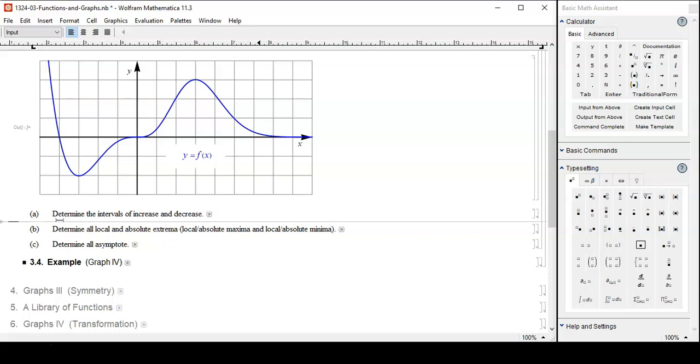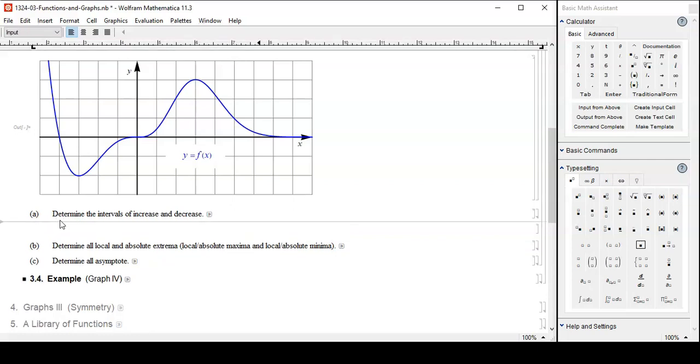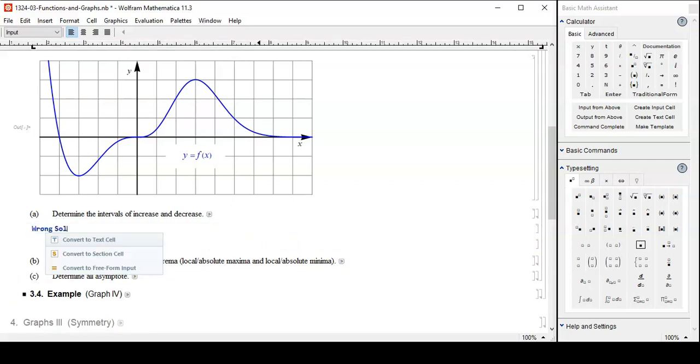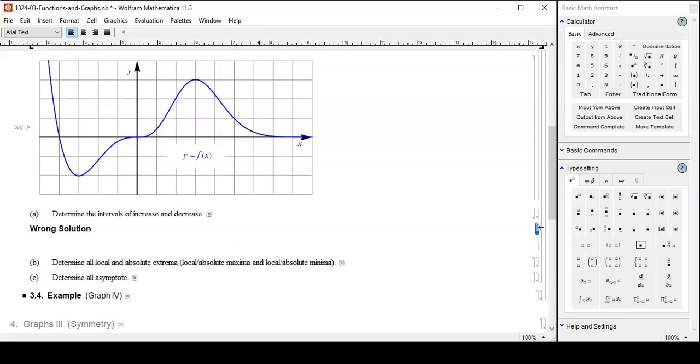Okay. I see this a lot. Oops. A typo. Yeah, I see this a lot, but this is wrong. I see this kind of answer a lot.